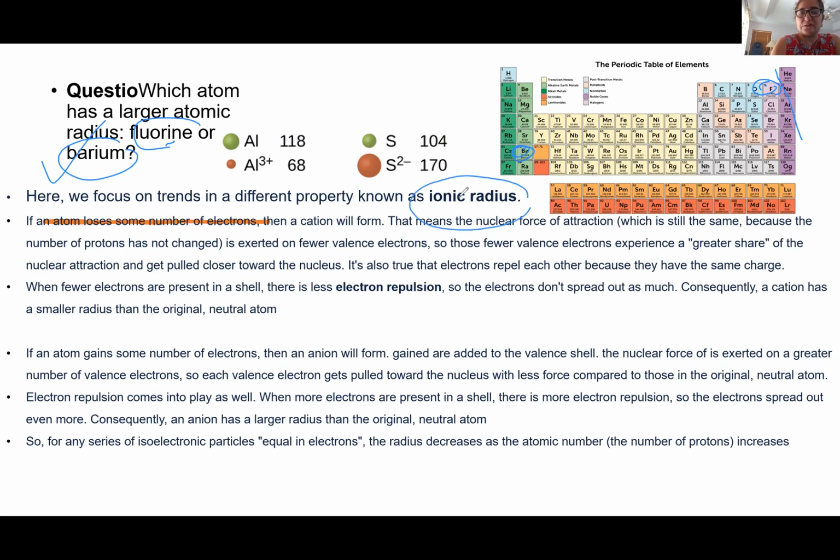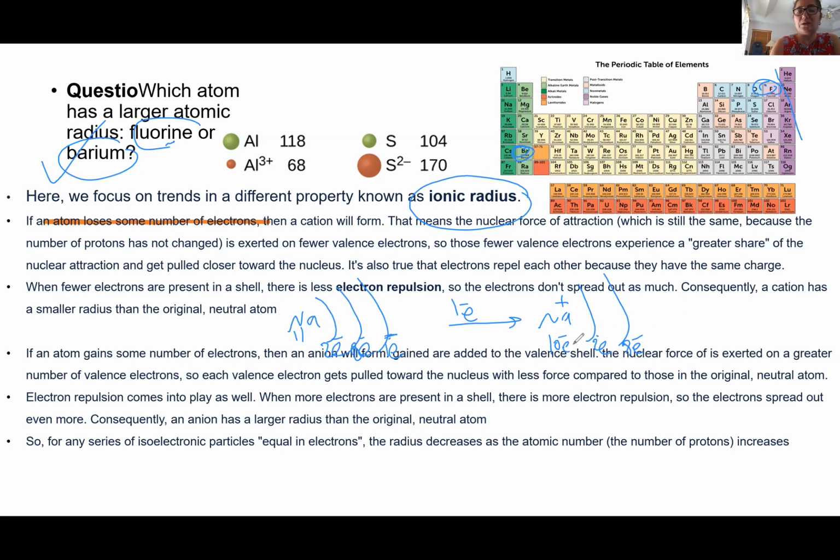Now the ionic radius compared to its neutral atom. Sodium with 11 electrons has 2 electrons in energy level 1, 8 electrons in energy level 2, and 1 electron in energy level 3. Now, what happens if sodium loses 1 electron? It is going to change to sodium 1 plus, an ion. Now we have 10 electrons, 2 on the first energy level and 8 on the second, and there is no third energy level.